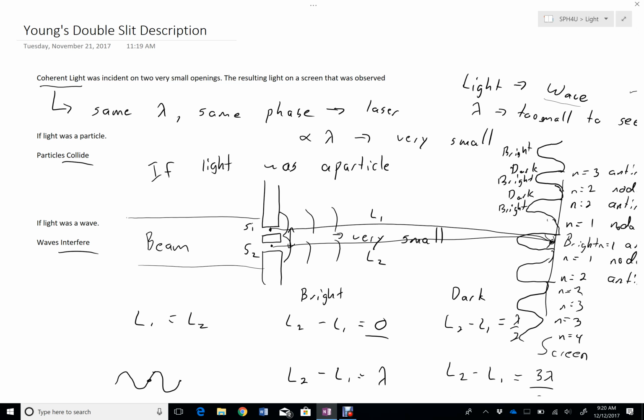And since interference versus collision is sort of such a fundamental idea in terms of what makes something a particle or a wave, for the time being, light was thought of as a wave. We'll come back to this idea and get further evidence later, but for now, light will be a wave, and that's what the scientific community thought.